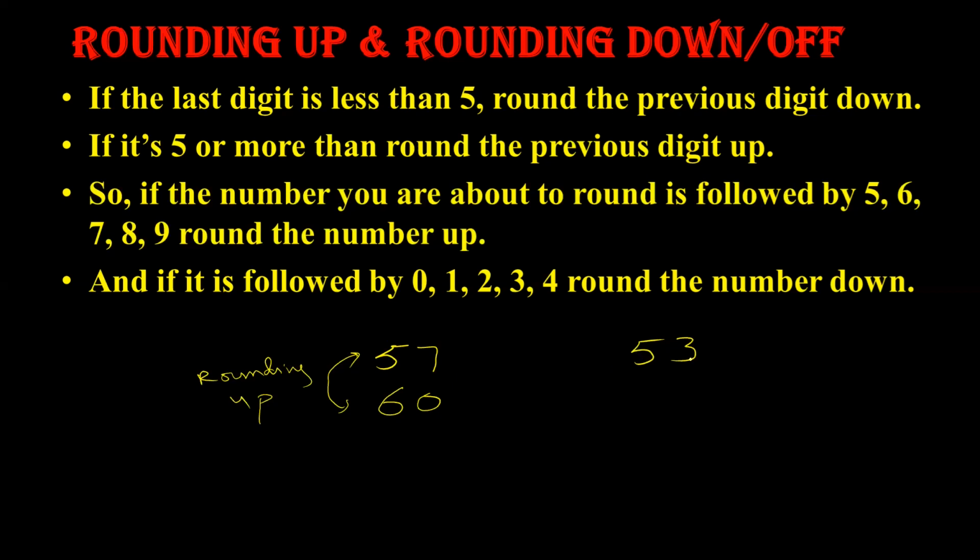But when you have 53, then you cannot round it up because the unit is 3, which is less than 5. So when we discard this 3, we make it 0, but we do not add 1 to 5 and it becomes 5 only, means it remains 5. So this change is called rounding down, or we can say that rounding off.